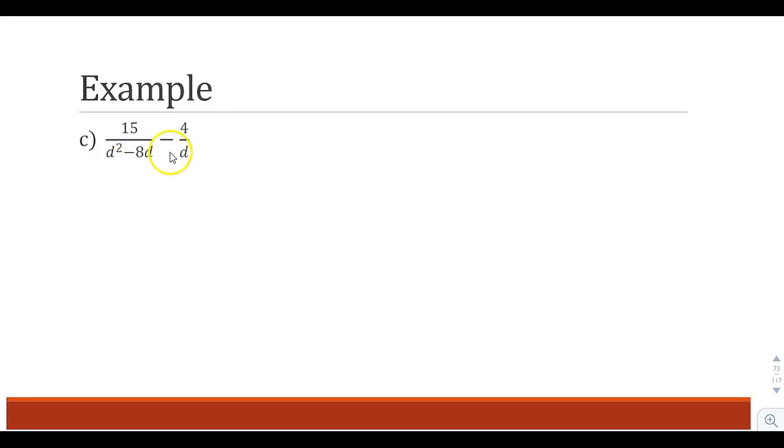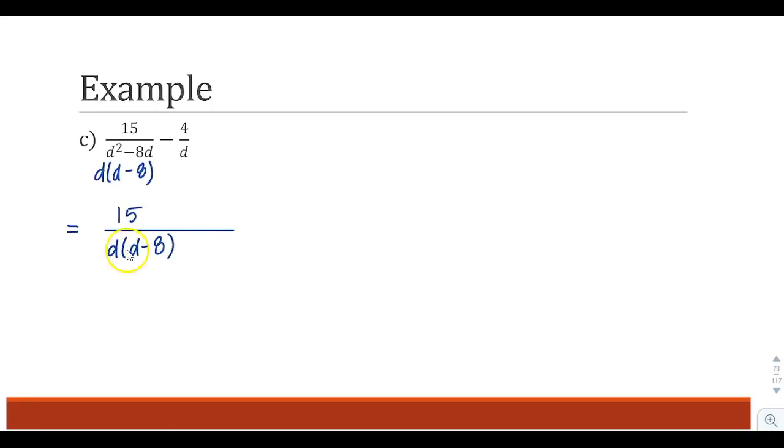In this example, we'll subtract these two rational expressions, which do not have a common denominator. So this left-hand side, we're going to have to factor it before we can do anything. So we're going to have to factor out a d from the denominator. So I'm going to have d times d minus 8. So now what I'm going to do is rewrite each of these with, again, that big fraction bar. So 15 and then over d times d minus 8.